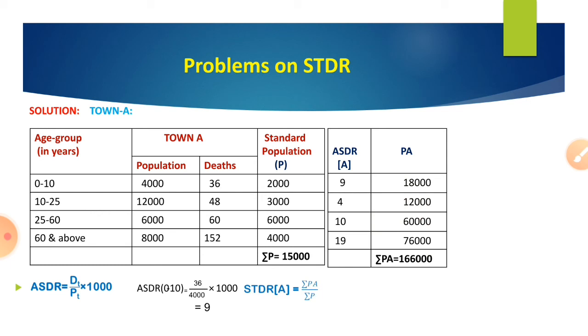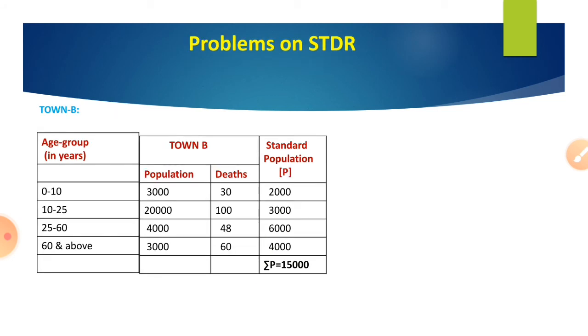Then the formula of STDR of town A is summation PA divided by summation P. Now we substitute the values. Summation PA total is 1,66,000, write 1,66,000 here. And summation P total is 15,000, write 15,000. So after solving this, the standardized death rate of town A is 11.06.